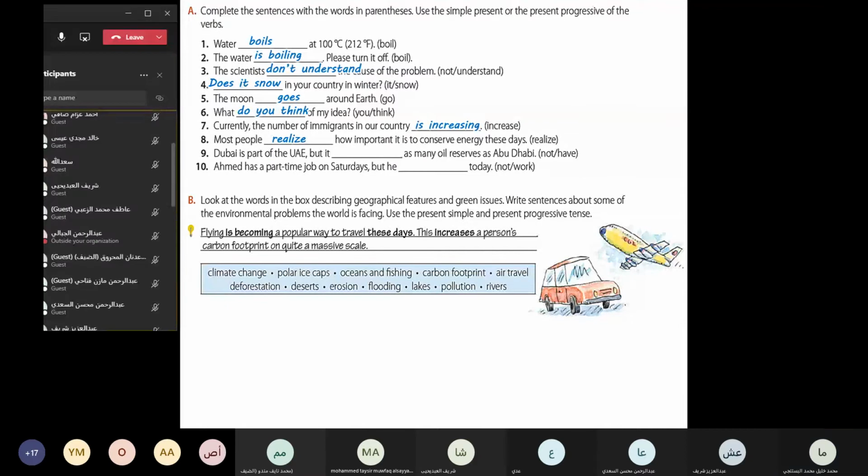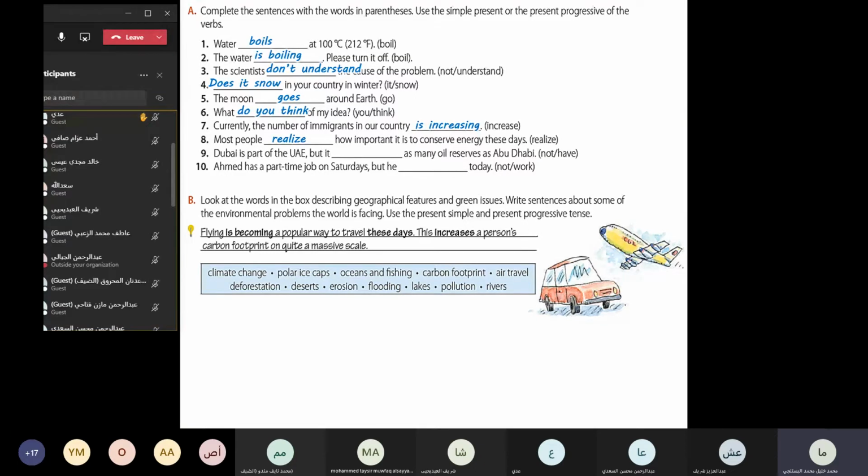Number 9. Who can try? Khalid Majdi. Dubai is part of the UAE, but it doesn't have as many oil reserves as Abu Dhabi. Dubai, this is, you know, a fact. Good. So this is a fact, so we have to use the present simple.